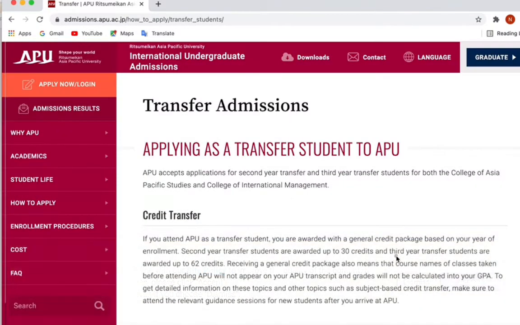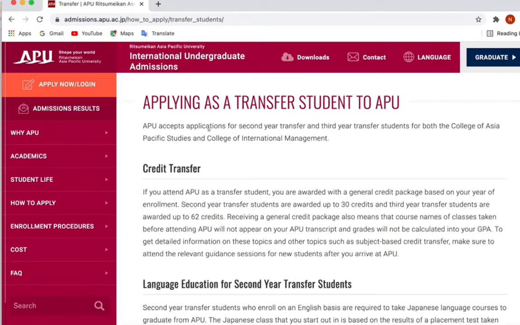APU accepts applications for 2nd year transfer and 3rd year transfer students for both the College of Asia Pacific Studies and College of International Management. So bear that in mind. If you attend APU as a transfer student, you are awarded a general credit package based on your year of enrollment. 2nd year transfer students are awarded up to 30 credits, and 3rd year transfer students are awarded up to 62 credits. Receiving a general credit package also means that course names of classes taken before attending APU will not appear on your APU transcript, and grades will not be calculated into your GPA.